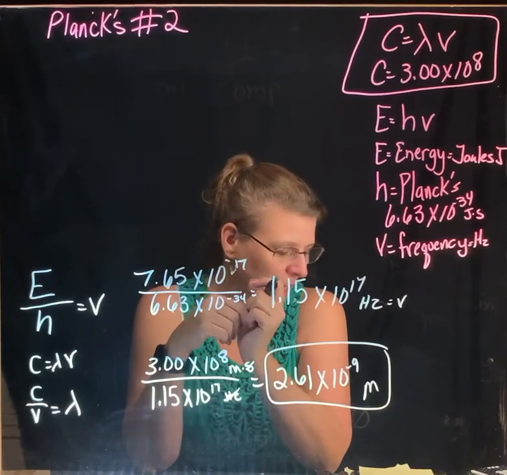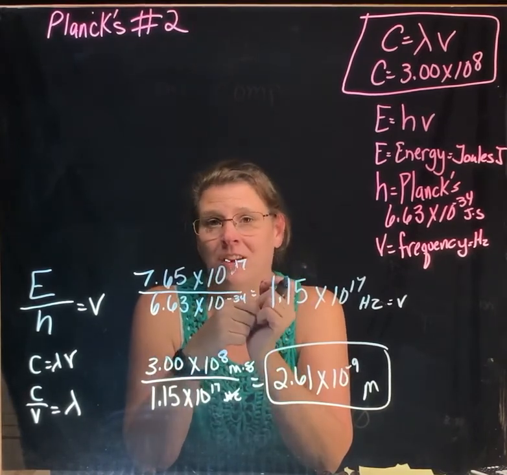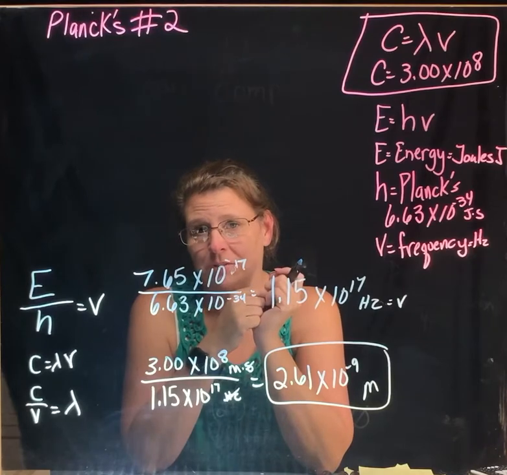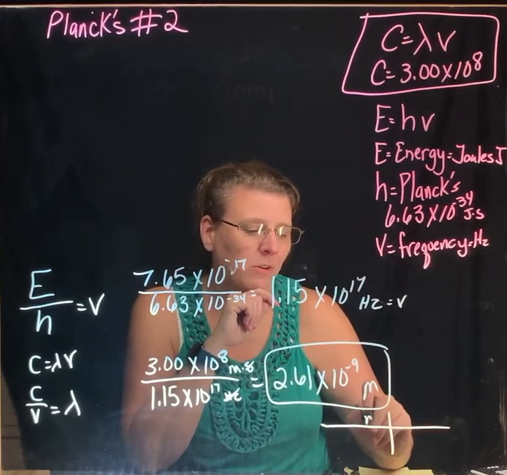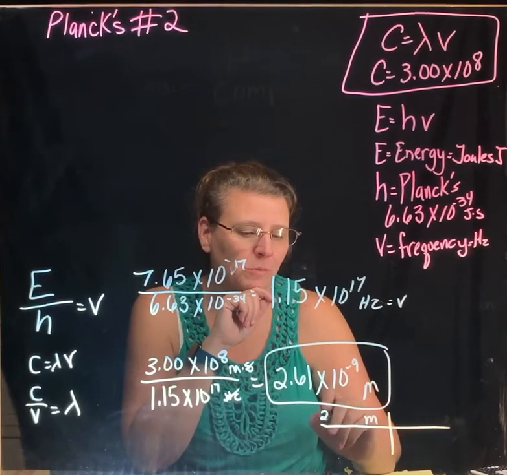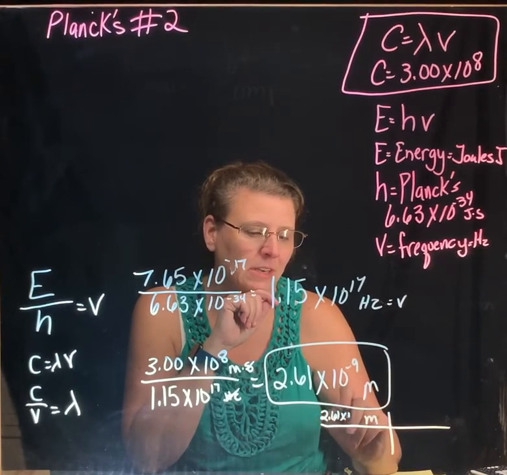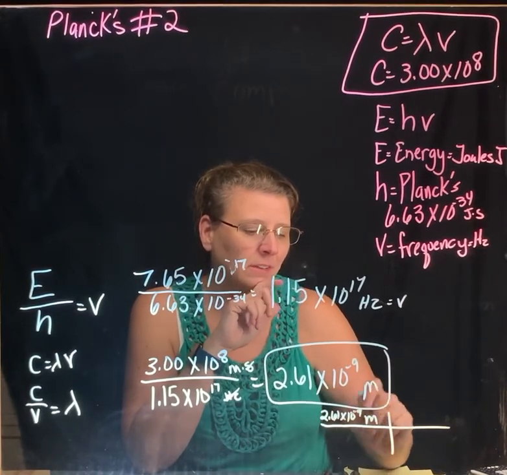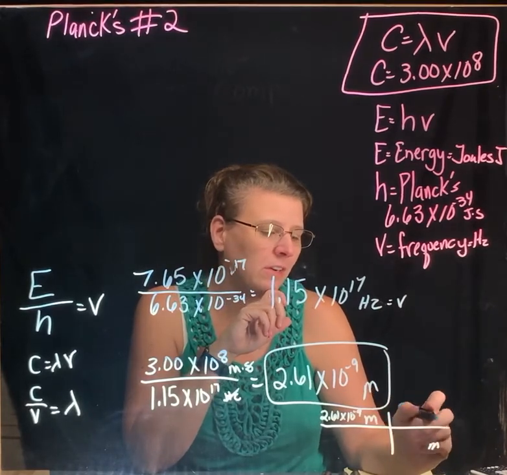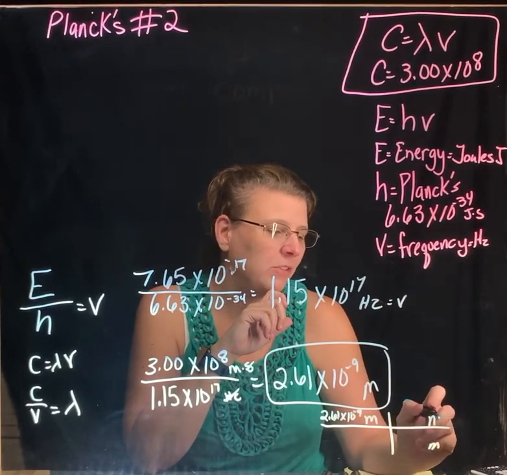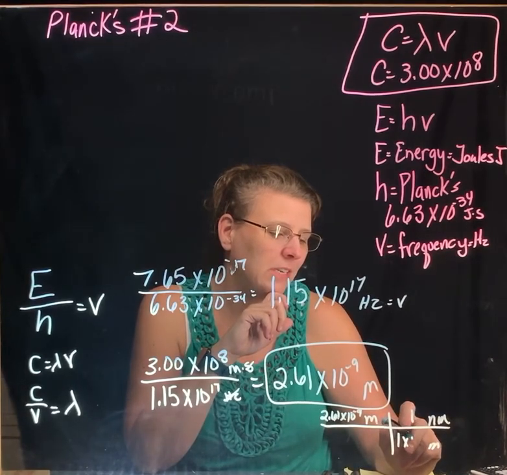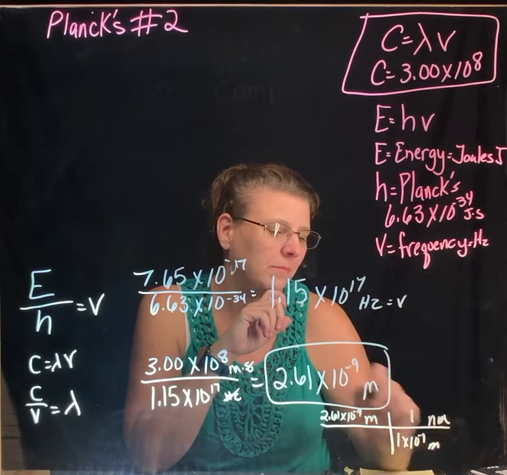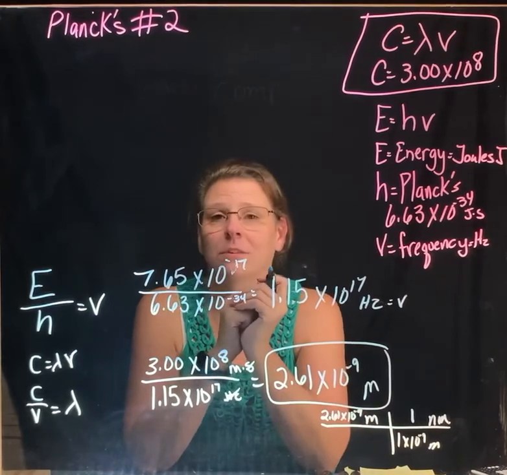What if I wanted to turn this to nanometers? How would I do that? Plug in a railroad track. You're going from meters, which is 2.61 times 10 to the negative 9. Meters goes down here, and nanometers goes up here. And if you remember 1, and this is 1 times 10 to the negative 9. And you can kind of figure out what it is from there.